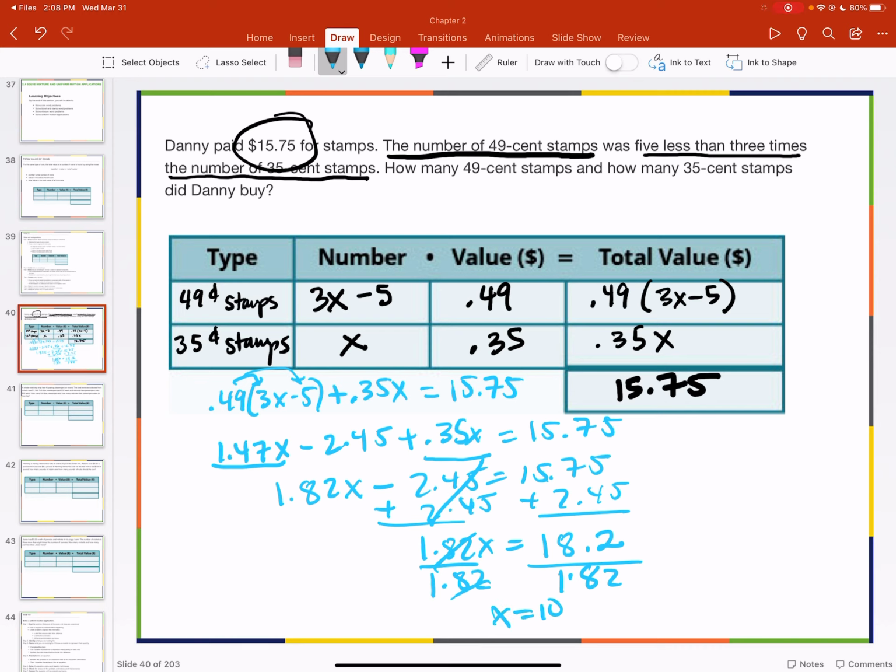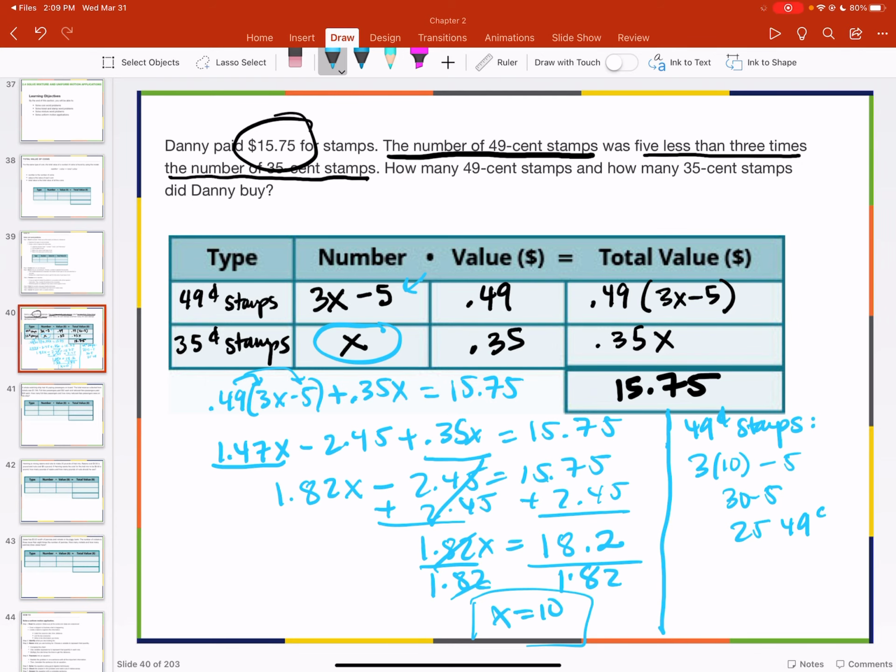And what does that represent? X represents the number of 35-cent stamps. So how many 49-cent stamps? We have to plug it into here. To find the number of 49-cent stamps, we go 3 times 10 minus 5, 30 minus 5, and that's 25. So 25 49-cent stamps, and then there's 10 35-cent stamps.